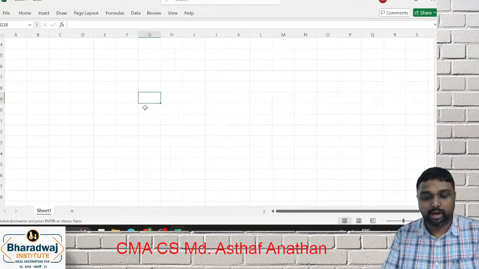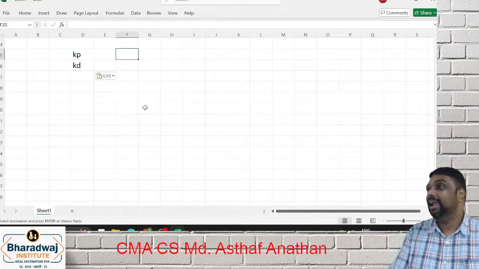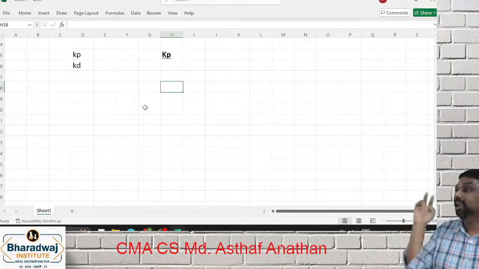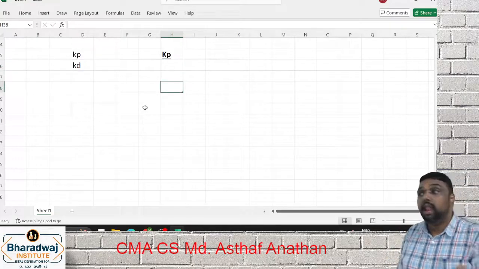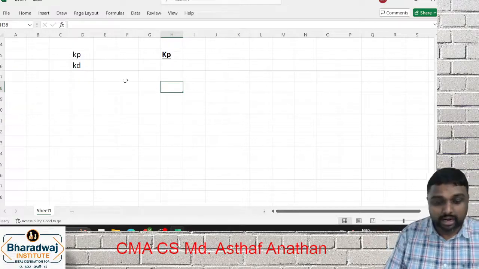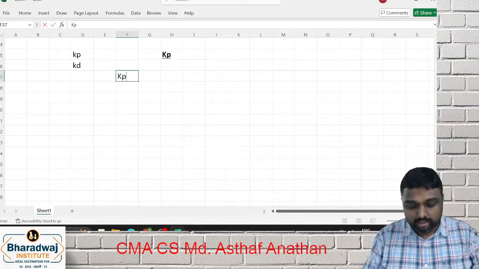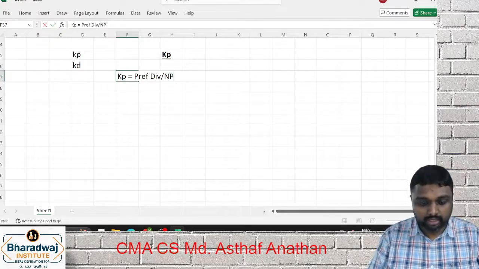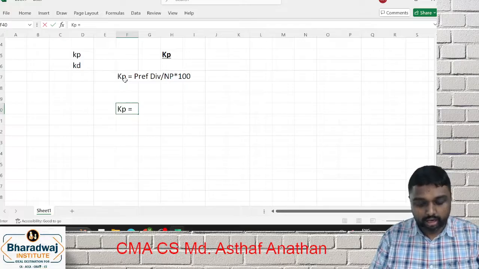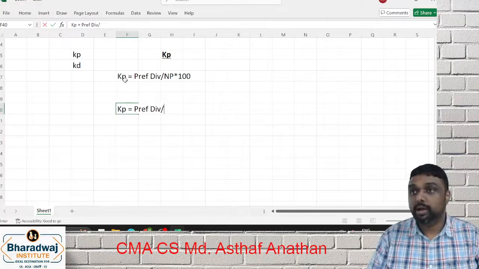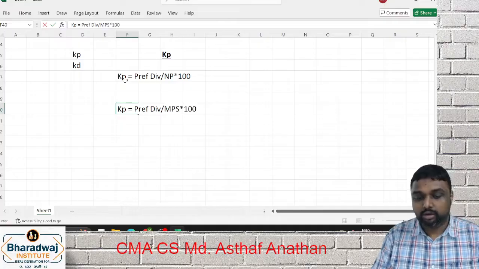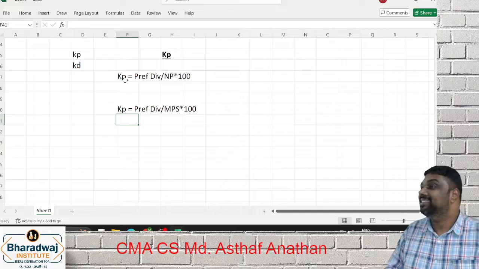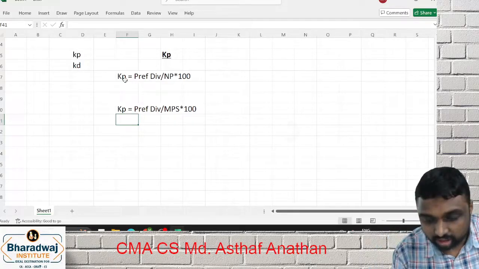Next two super points are what? KP and KD. If you go for KP, preference share, we discuss basically two cases. One is redeemable, irredeemable. So irredeemable means just like share, the formula is your preference dividend divided by net proceeds into 100, or it is preference dividend divided by MPS into 100. If it is a redeemable, then slightly the formula will change, which will come.